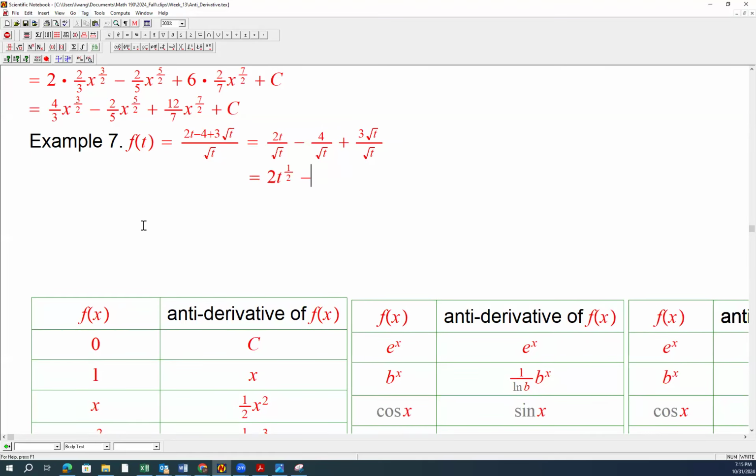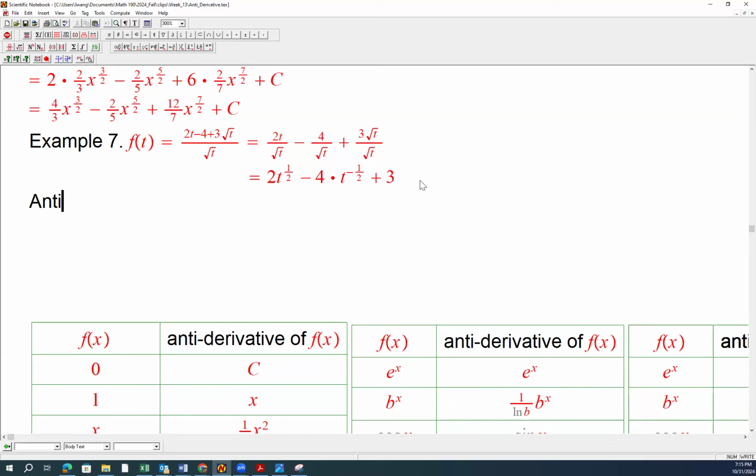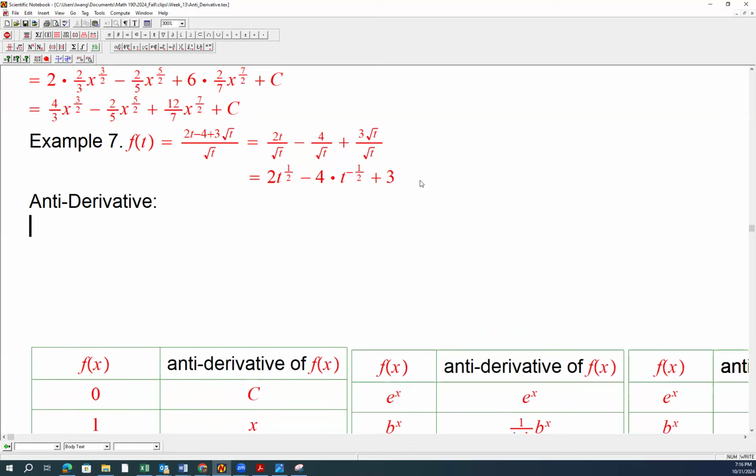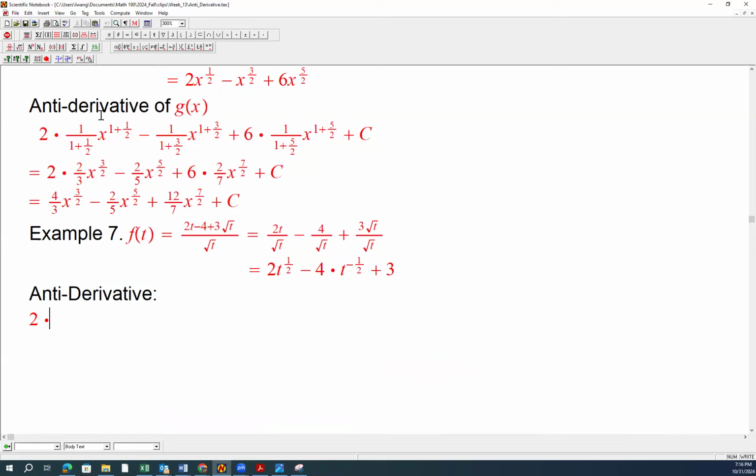Subtracting 4 times t raised to the power of negative half. Plus 3 times root t divided by root t, that's going to be just 3. So now we can find the antiderivative, the most general form. We don't have to introduce a symbol to show it. So the antiderivative, we're going to get started. So 2 multiply, we've done this too many times, right? So we just have to use that one, except we're going to have to change x to t.